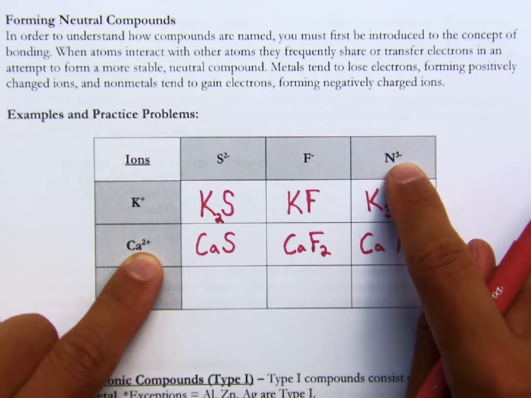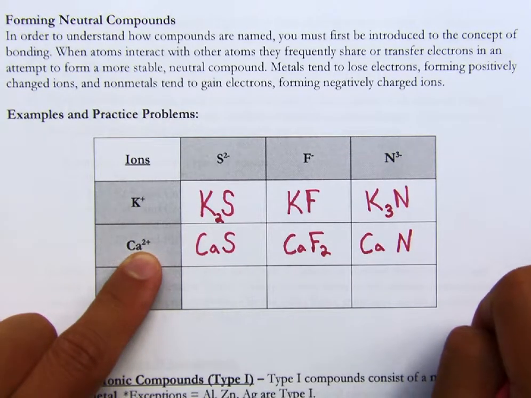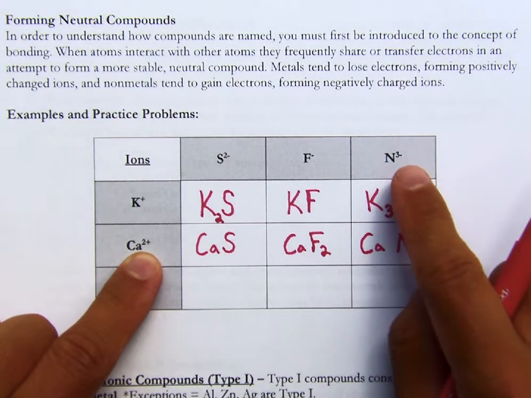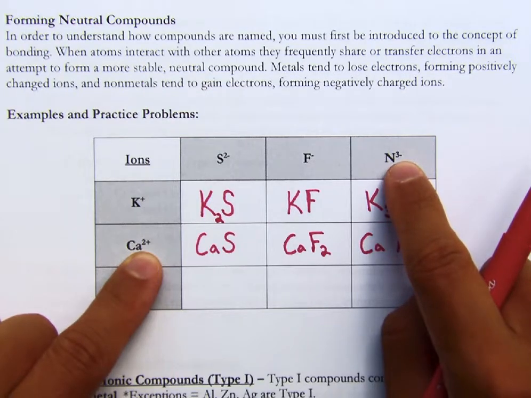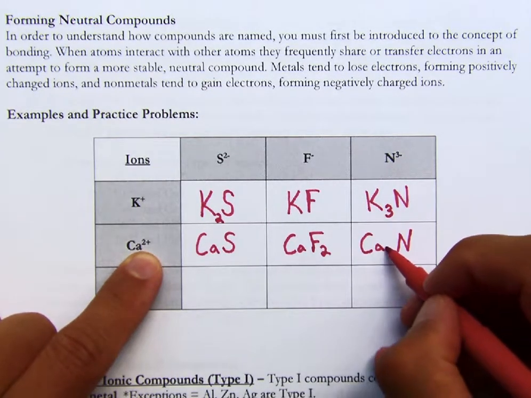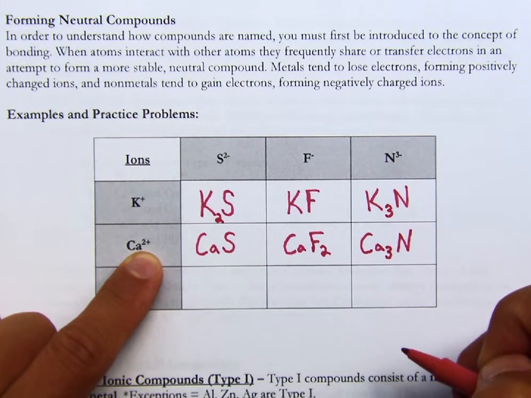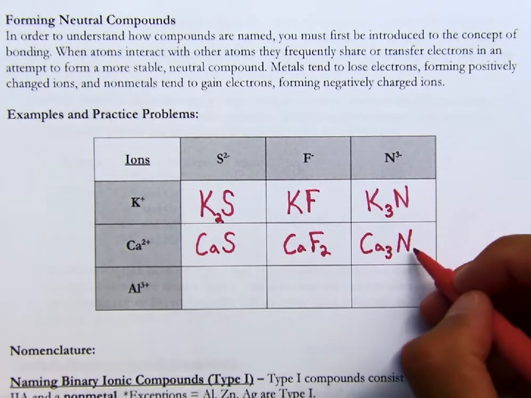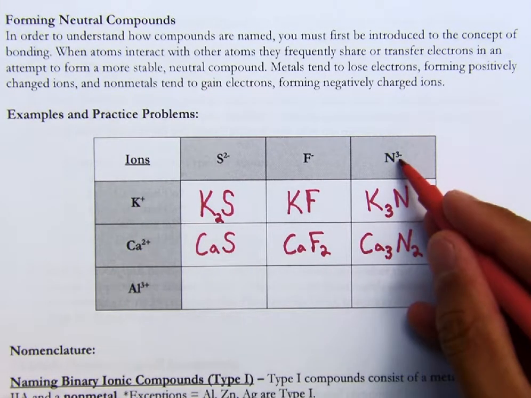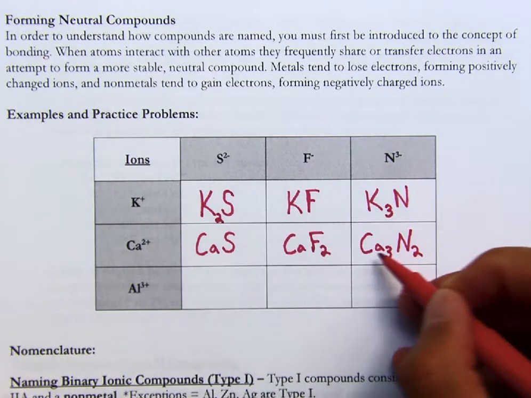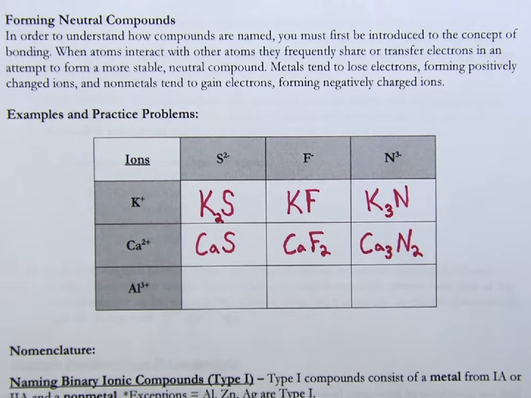So if you take 2 times 3, you get +6. If you take 3 times 2, you get -6. So we're going to have 3 calciums. Okay, 3 times 2 is +6. And we're going to have 2 nitrogens, because 2 times -3 is -6. +6, -6. That's the simplest neutral compound you can form between those 2 ions. Again, we're going to maintain integers for our subscripts.